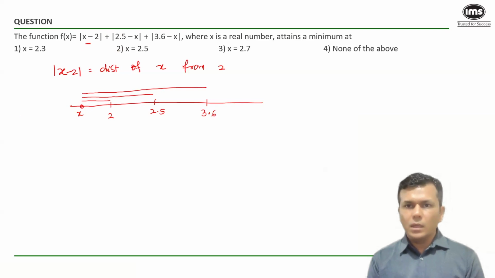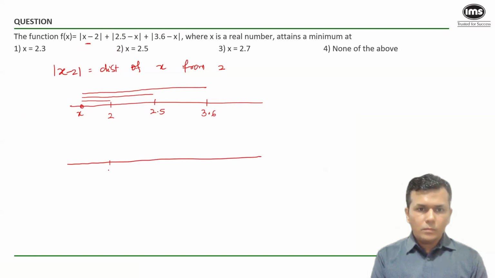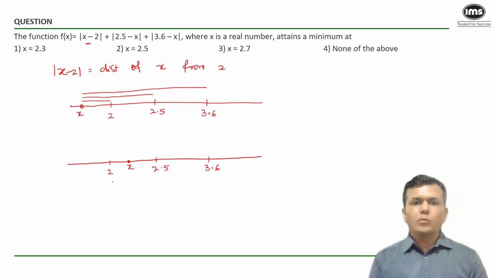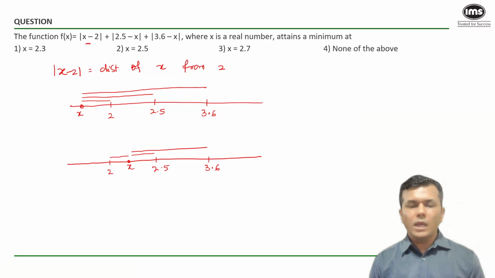Let's try to shift x a little bit and see what happens. Right now, I'm going to take x somewhere between these 3 numbers. Suppose I take x over here. Once again, I'm going to find the sum of distances of x from these 3 points: x to 2, x to 2.5, and x to 3.6. Now, you can clearly see that compared to the previous case, we have a lesser total distance in this case, right?